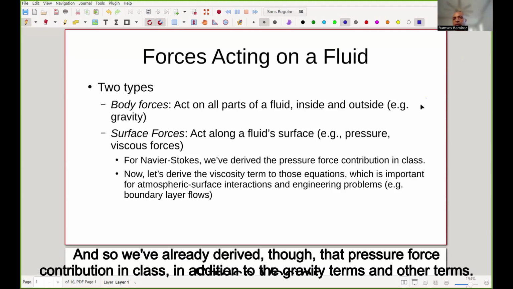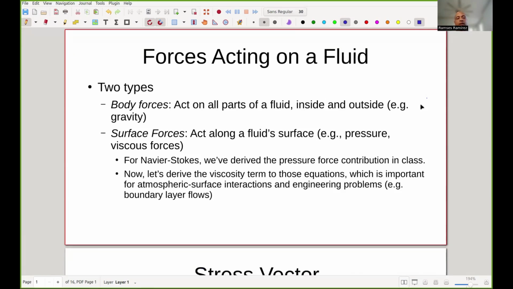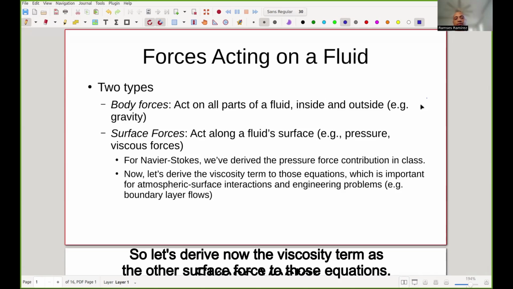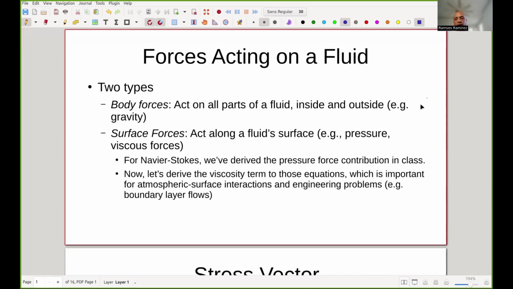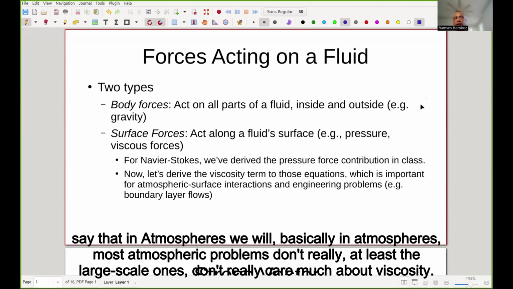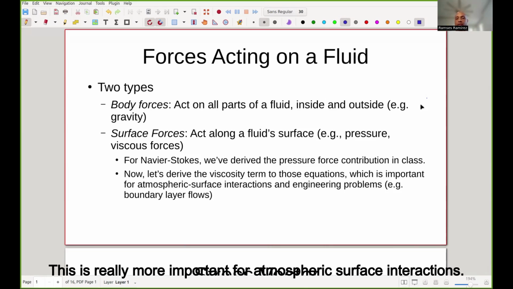We've already derived that pressure force contribution in class, in addition to the gravity terms and other terms. So let's derive now the viscosity term as the other surface force in those equations. Now, I just want to reiterate that in atmospheres, most atmospheric problems, at least the large scale ones, don't really care much about viscosity. This is really more important for atmospheric surface interactions.